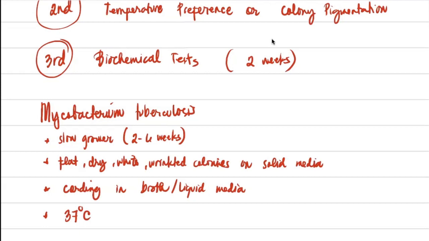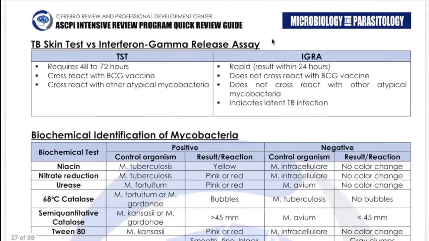Now, other than, of course, the culture or the acid-fast staining, meron din tayong mga other diagnostic tests to be able to identify whether the person has tuberculosis. So, I mentioned here dalawa. We have the TST, no, the TB skin test, or tinatawag din natin ito na PPD, kasi gumagamit tayo dito ng purified protein derivative. So this is a skin test. However, guys, this is not that specific when it comes to the diagnosis of tuberculosis. Why? It cross-reacts with BCG vaccine and it cross-reacts with other atypical mycobacteria.